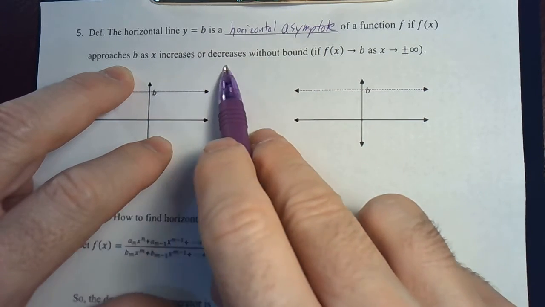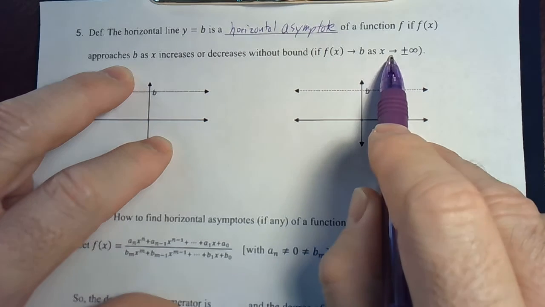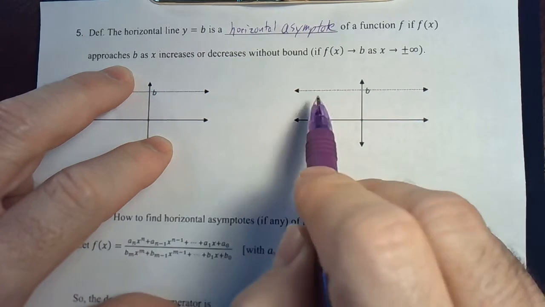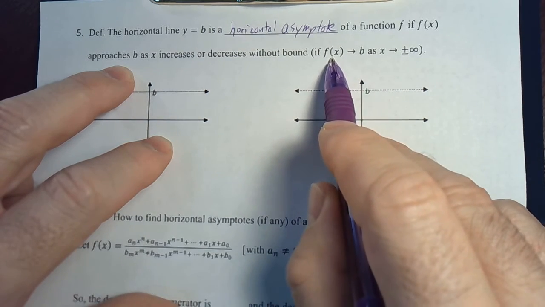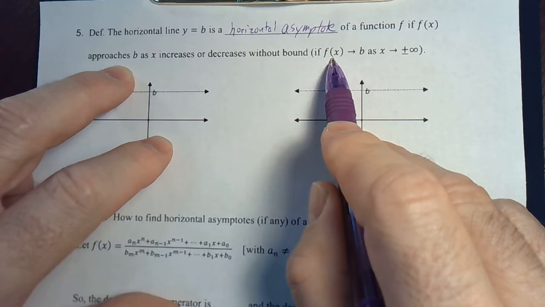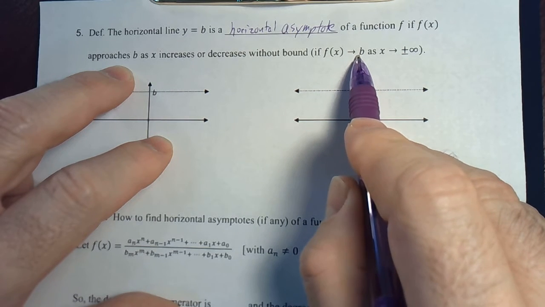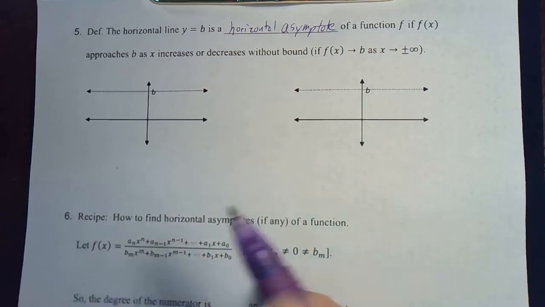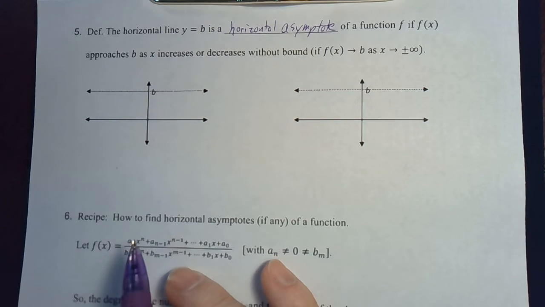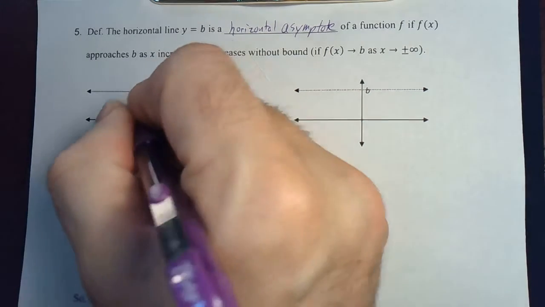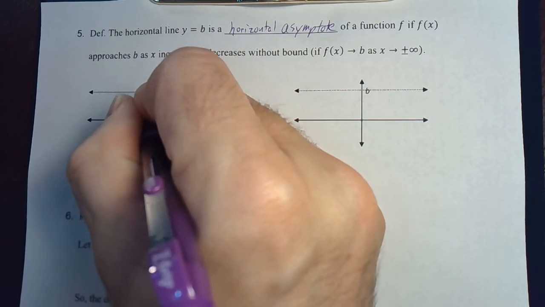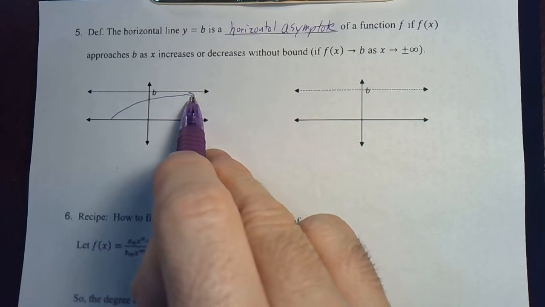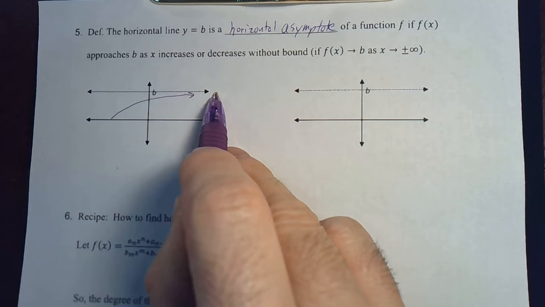Another way of saying increasing or decreasing without bound is x goes to positive or negative infinity. When x goes to positive infinity or to negative infinity, the height of the graph, the value of f of x, is approaching b. So here I've got the horizontal line b graphed, and there are actually more than two ways that we could have an asymptote. It could look like this, where as x gets bigger, it gets closer and closer to this line.